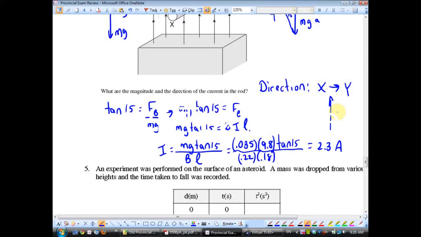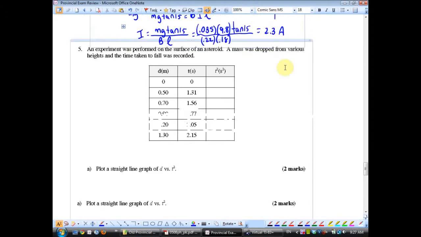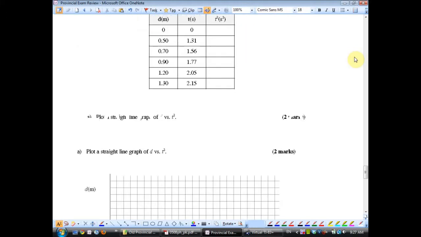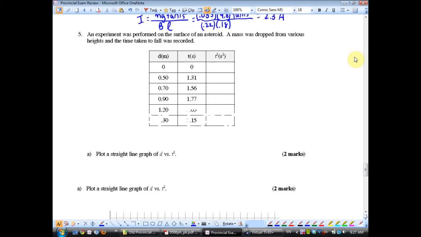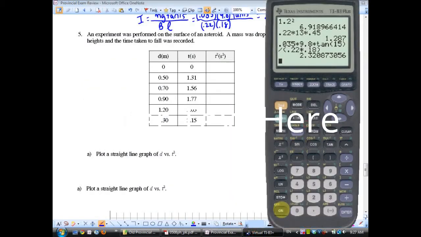I said to you that on your written on Monday there's going to be some kind of a graph question. So here's an example of one. An experiment was performed on the surface of an asteroid. A mass was dropped from various heights and the time taken to fall was recorded. A says, plot a straight line graph of d versus t squared. They gave me d and t, so I guess I'll have to square these really quickly on my calculator. Takes a couple of seconds.